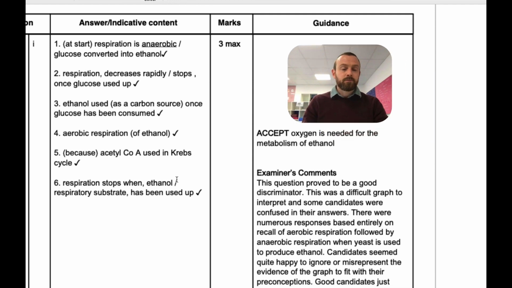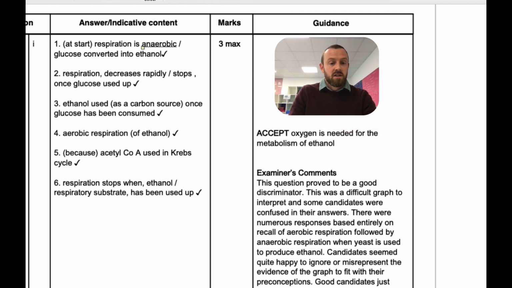Here it is. So points given marks. Anaerobic respiration at the start. So just that would be sufficient. You could say glucose is converted into ethanol. Then respiration decreases rapidly or stops once glucose is used up, and then it's ethanol. Ethanol is then used as the respiratory substrate or the carbon source once glucose has been consumed, and this is aerobic respiration because the oxygen demand goes up.